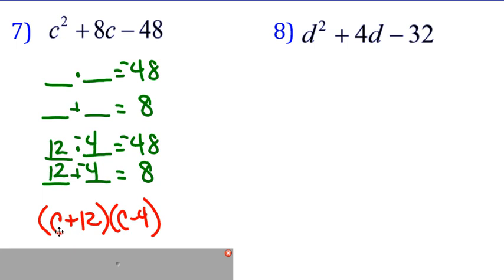So let's check. C times c, that's c squared. C times negative 4, that's negative 4c. 12 times c, that's 12c. A positive 12c and a negative 4c gives you back the 8c. 12 times negative 4 is negative 48. So we factored the polynomial correctly with a lot less steps than we did before.